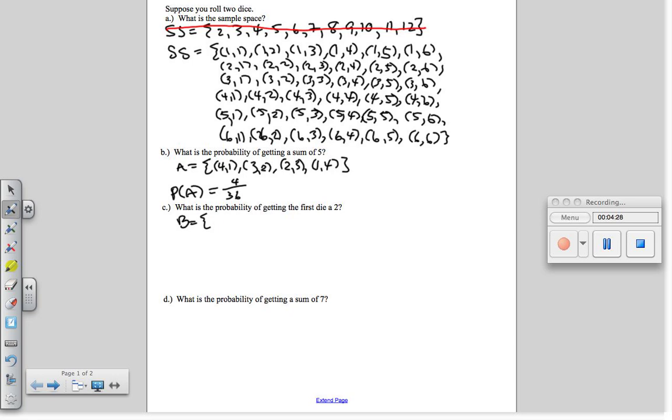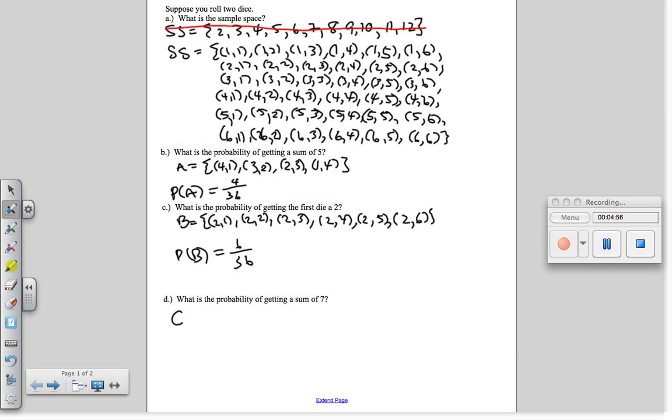What is the probability of getting the first die is a 2? We'll call this B. This is 2, 1, 2, 2, 2, 3, 2, 4, 2, 5, and 2, 6. The probability of B happening, therefore, is equal to 6 out of 36.